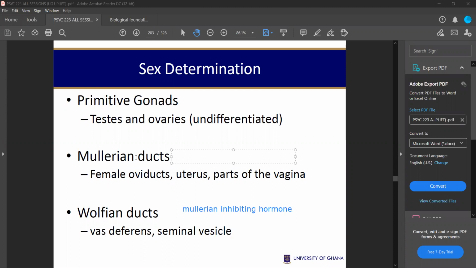It is the Mullerian duct that with time develops into what? Into the female sexual organ. We don't want that sexual organ in what? In males. So it means this Mullerian inhibiting hormone will then prevent the development of the Mullerian duct, so that only the Wolffian duct will be developed in the males, thereby leading to these organs, the vas deferens and seminal vesicles, which later develops into testes. Okay.